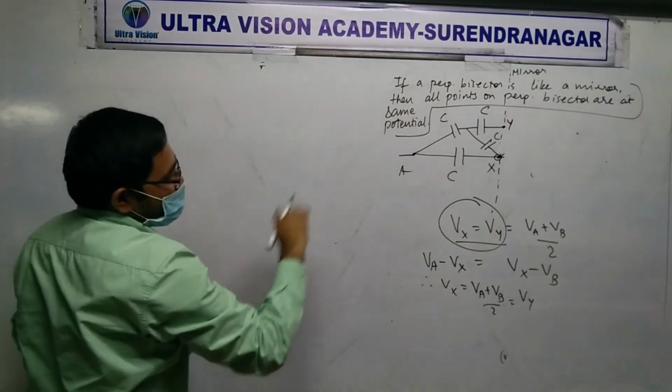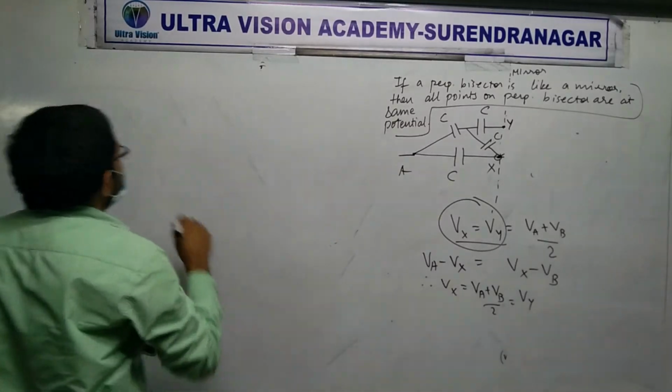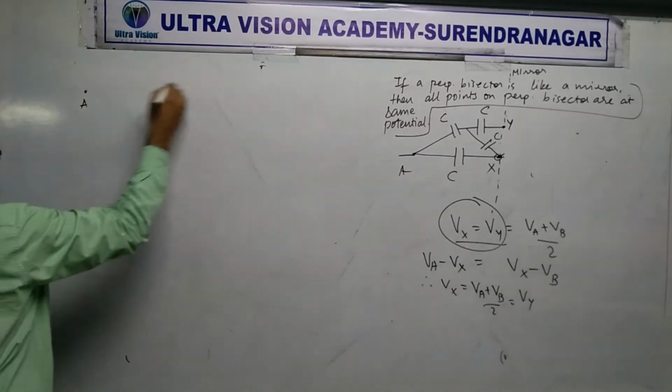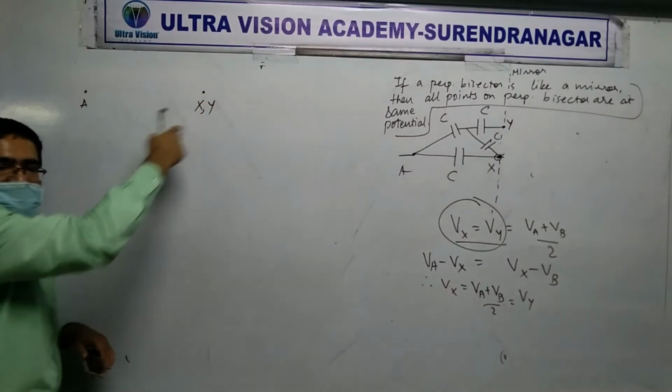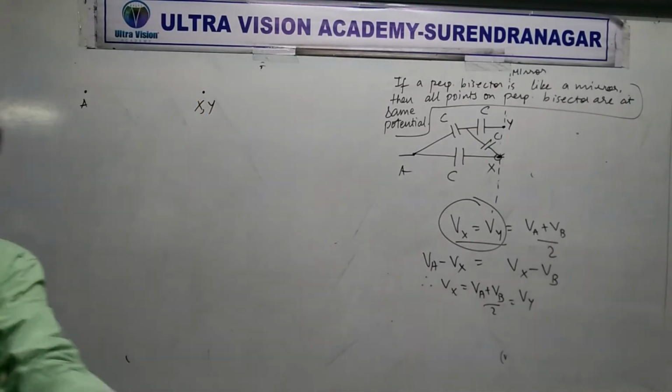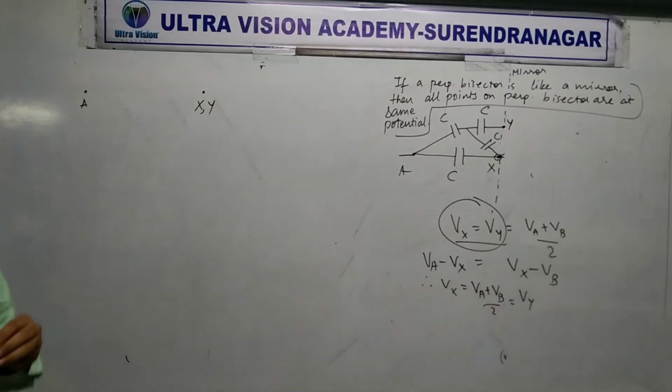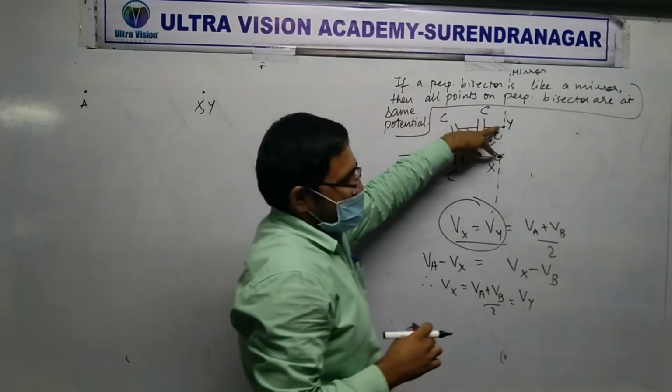Let's solve this circuit. Okay, can you solve this? If not directly, did you understand this? Why did I put x and y at the same point? Because they will have the same potential.